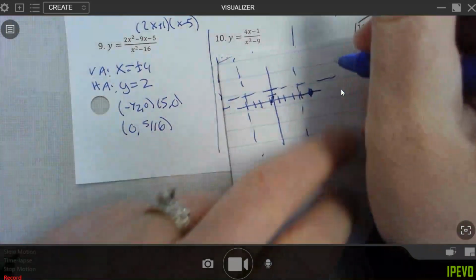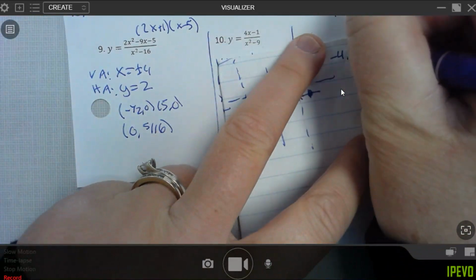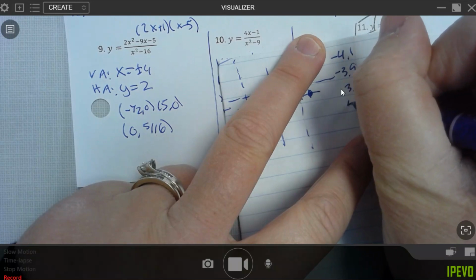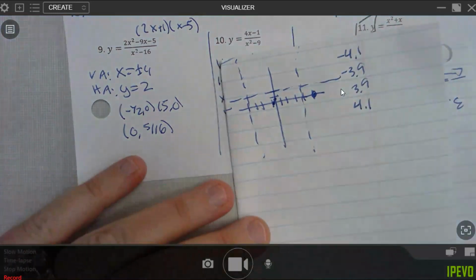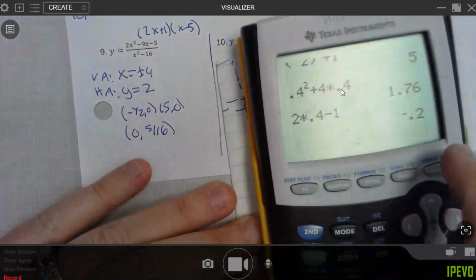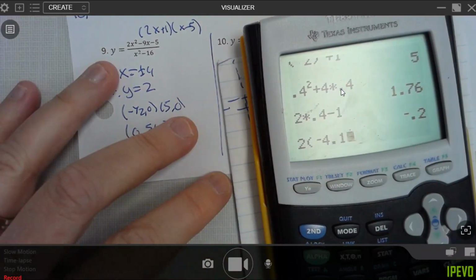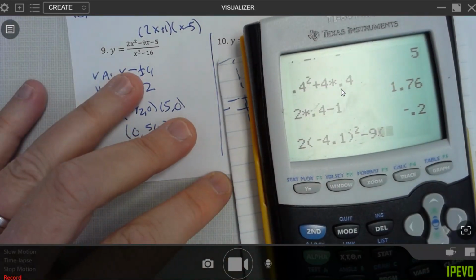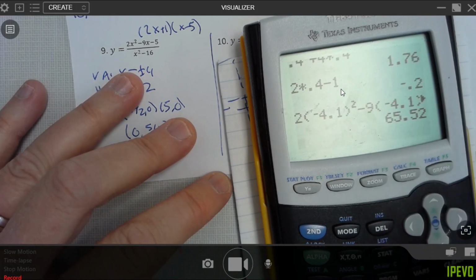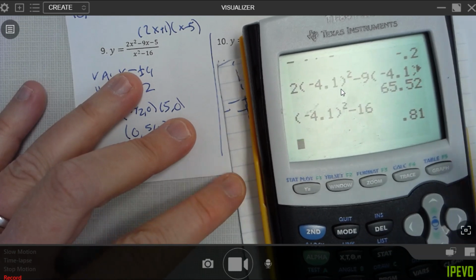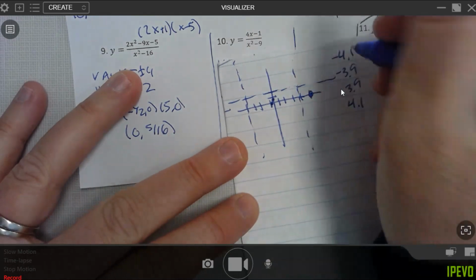So you could test though for negative 4.1, negative 3.9, 3.9, and 4.1. If you need to, you can plug it in your calculator, negative 4.1 like this. You get a positive over a positive. So a positive number divided by a positive number is a positive number.